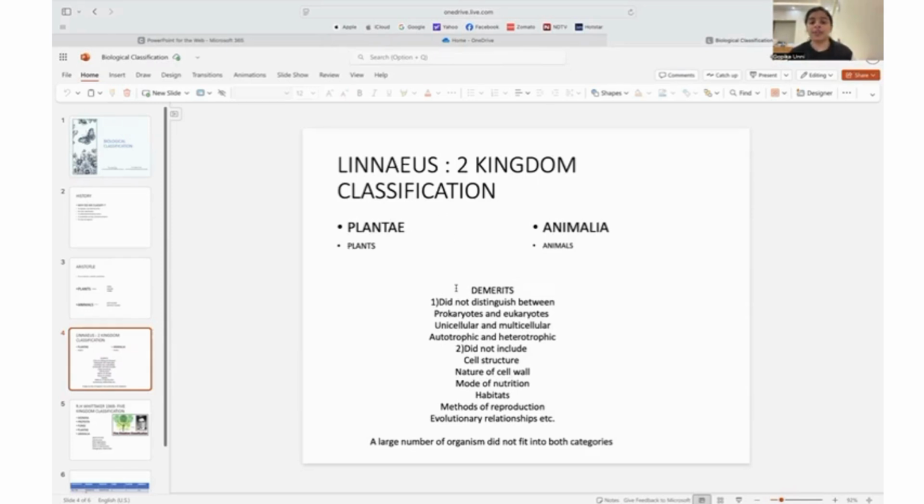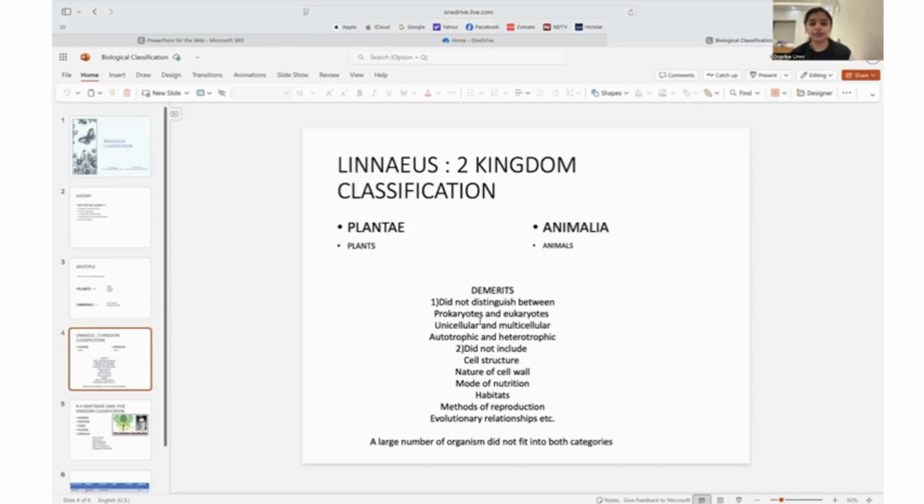Now, there are a lot of demerits to this classification. What has he done? He just classified the whole of the organisms into plants and animals. Are all living organisms either plants or animals? No, they're not. There are different organisms, right? That is a very big demerit of this classification. Now, the other demerits are that he did not distinguish between prokaryotes and eukaryotes. I hope you know what prokaryotes and eukaryotes are. Or if you don't, you can just understand for now that prokaryotes are the basic cell, and eukaryotes are the advanced cell. We are eukaryotes.